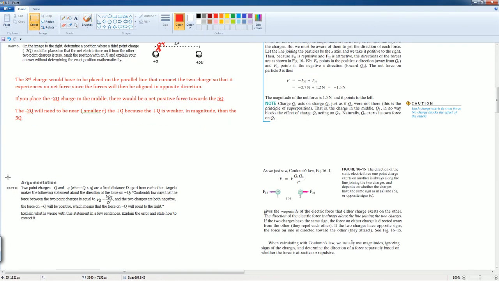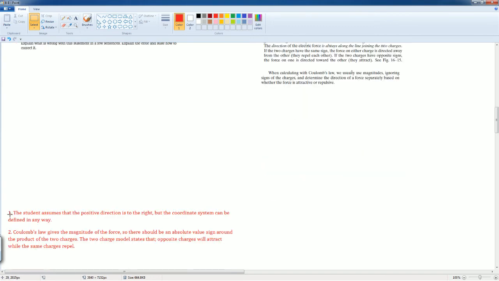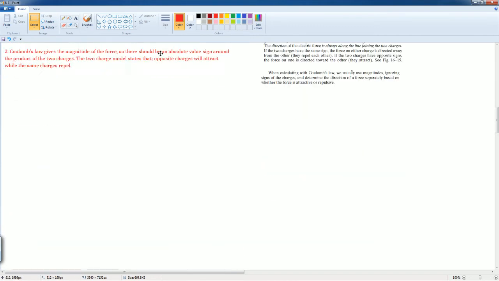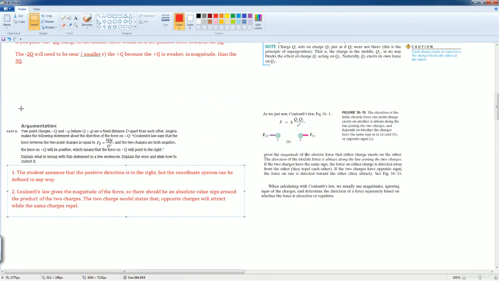Next, the argumentation. Explain what is wrong with this statement in a few sentences. There's a lot that is wrong with her statement, okay? So I wrote it down here. There are 2, but everything that she got wrong can be explained in the textbook, okay? So the first 2 things. 1, the students assume that the positive direction is to the right, but the coordinate system can be defined in any way. We default to anything going up and to the right is positive, but that's not always the case.